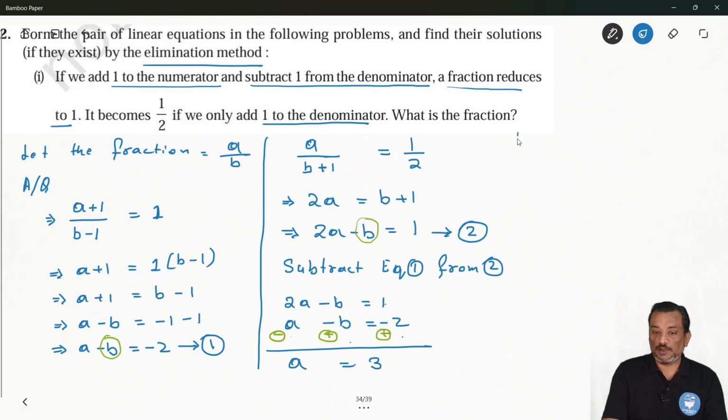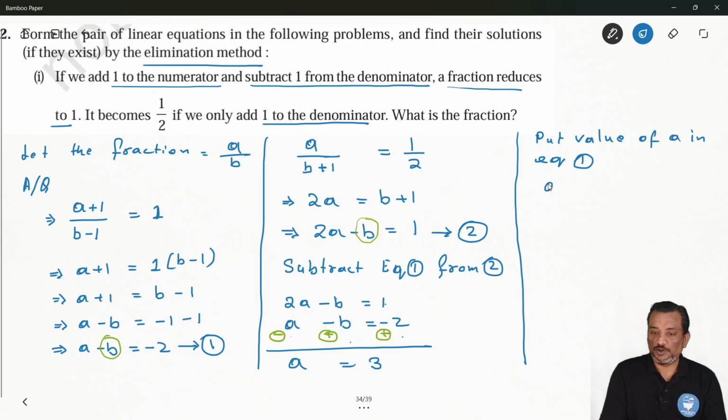So a का अब वैल्यू आप किसी भी इक्वेशन में पुट कर दो. तो लेट वी विल से put the value of a in equation 1. Okay, so equation 1 you have a minus b is equal to minus 2. So a value you got how much, 3. 3 minus b is equal to minus 2. So minus b you will get how much, minus 2 minus 3. So minus b is equal to minus 5, and b is equal to how much, 5.